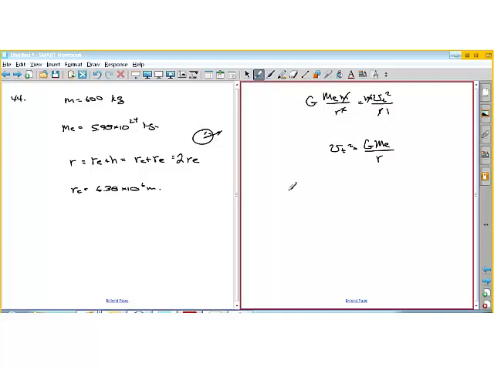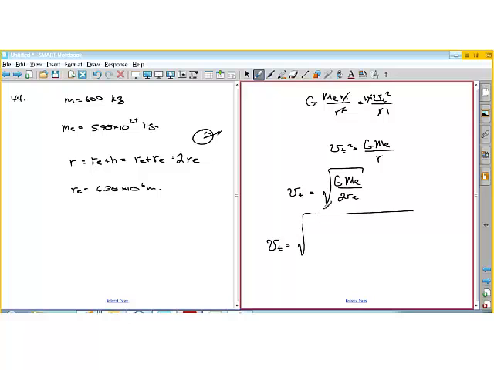So we can just solve for the tangential velocity by taking the square root of both sides. And the radius is 2 times the radius of the Earth. So I'm substituting for r, I'm putting in 2 r sub e. So now we have everything, we just plug the numbers in.